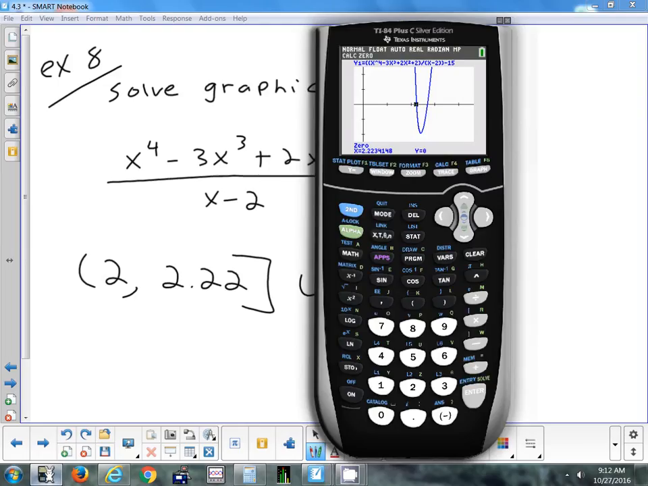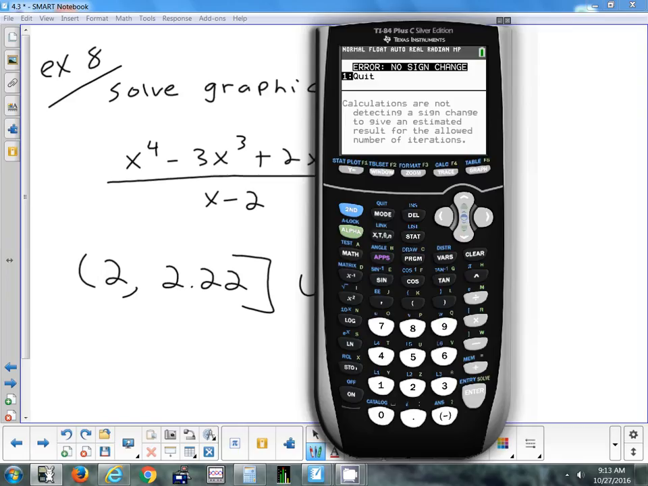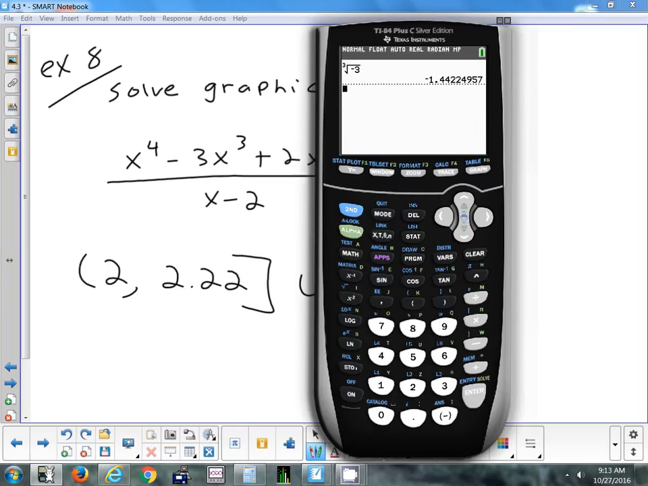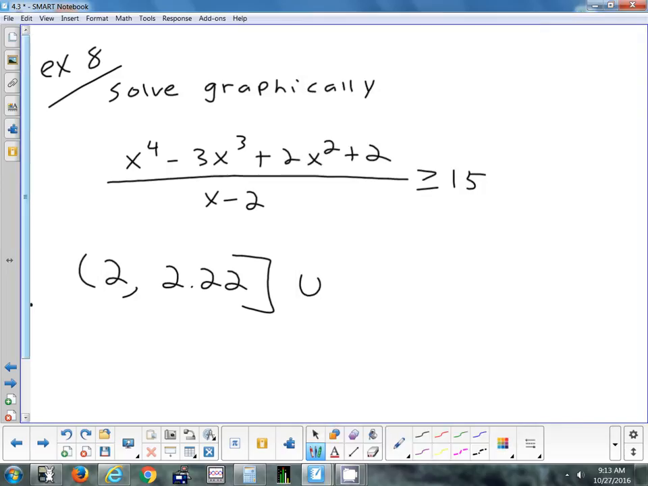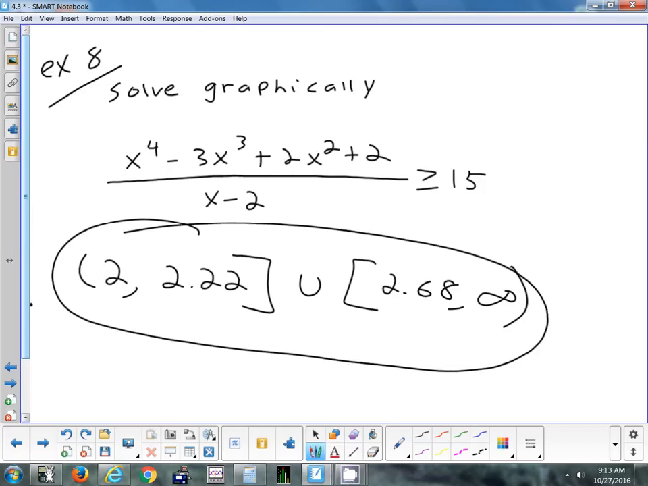Or I can go from, calculate the other root, pick a point left, right, guess. It should be, oh, I typed it in wrong. Well, it should come out to 2.68 to infinity. I messed up my guess or something. Okay, and that's your answer.